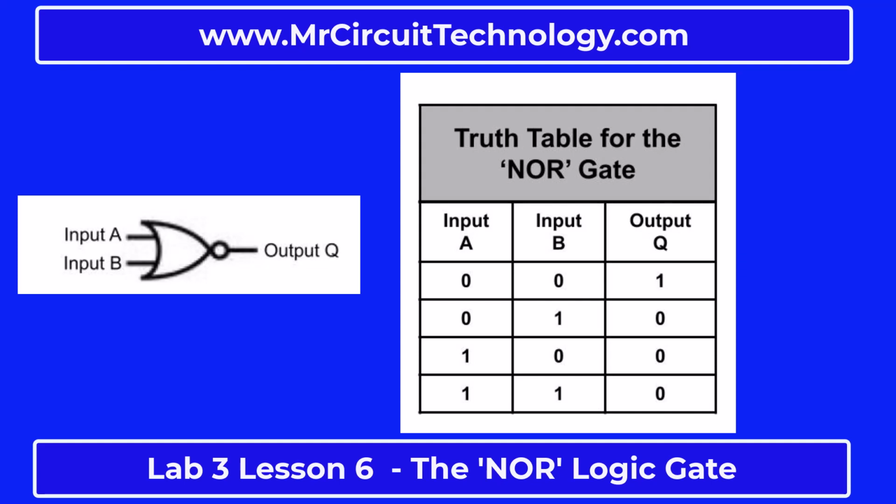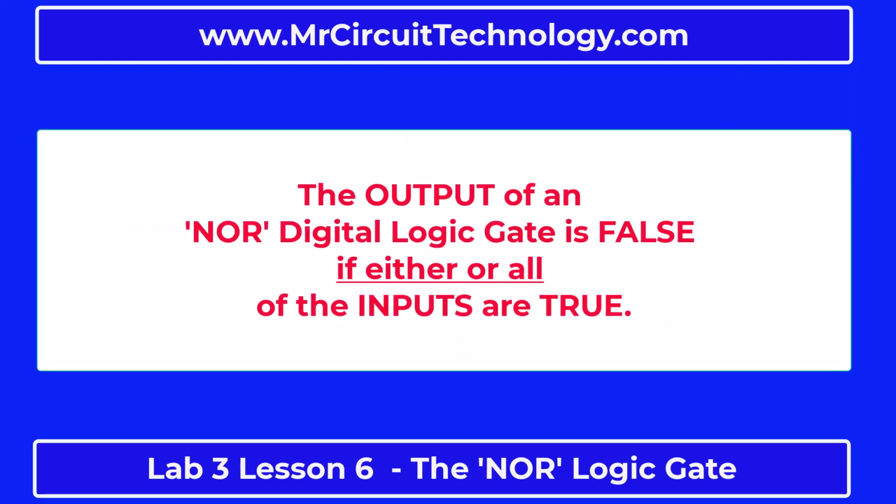On a NOR digital logic gate with only two inputs, if either input is true, the output will be false. Otherwise, the output is true. The general rule for the NOR digital logic gate is stated as follows. The output of a NOR digital logic gate is false if either or all of the inputs are true.